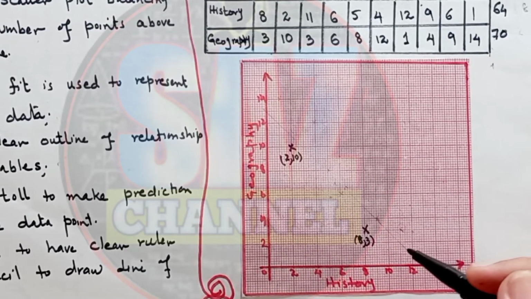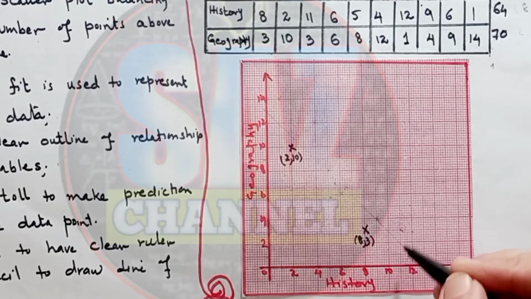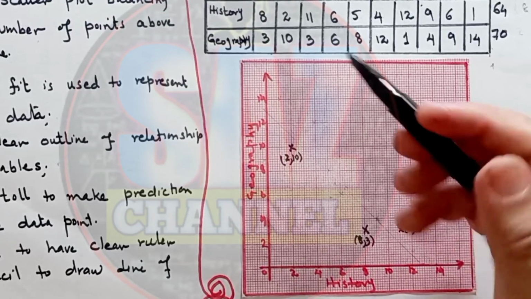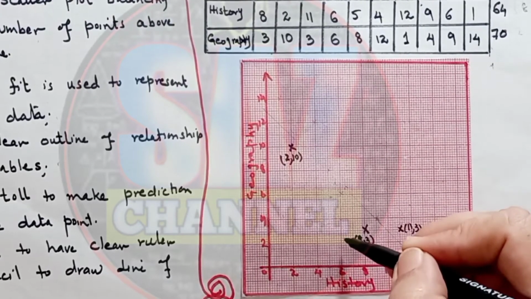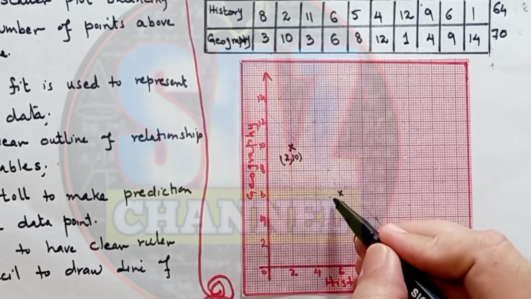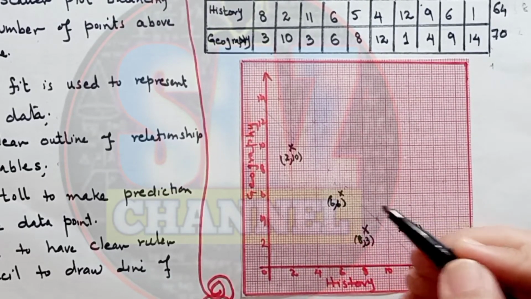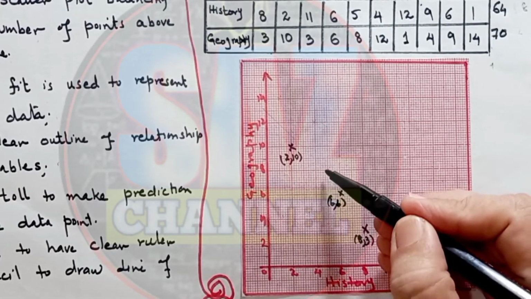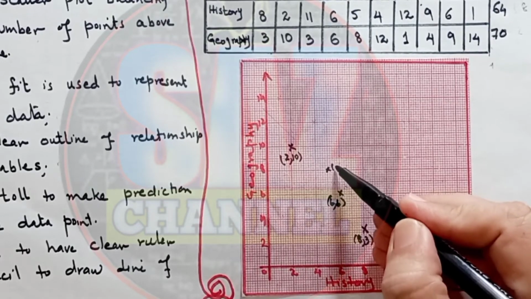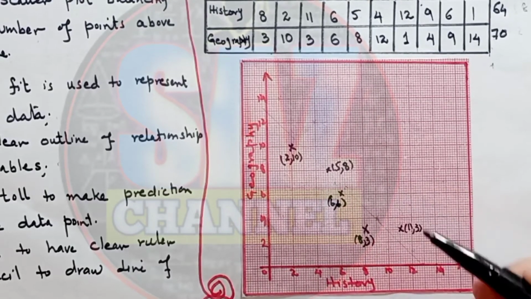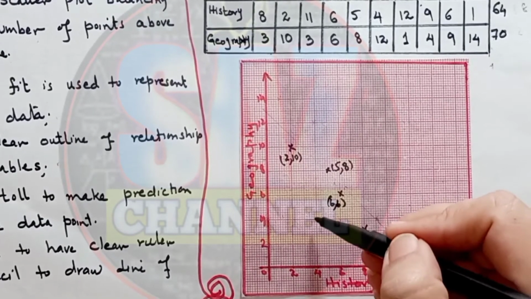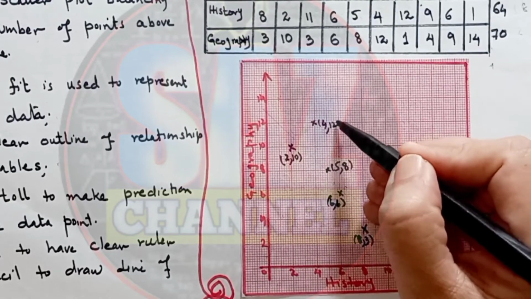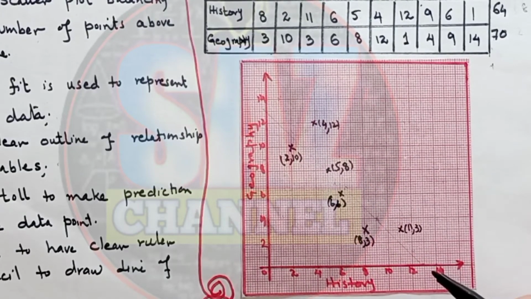11 with 3, this is 11 and this is 3. Then 6 with 6. Then 5 with 8, the point will be coming at this place. 4 with 12. And 12 with 1.